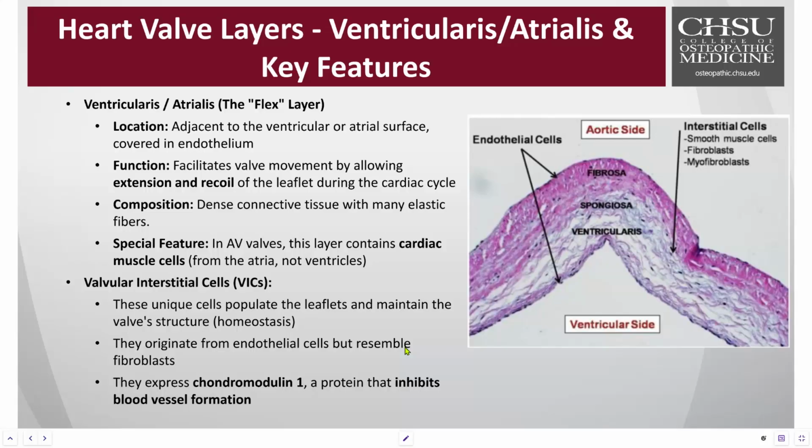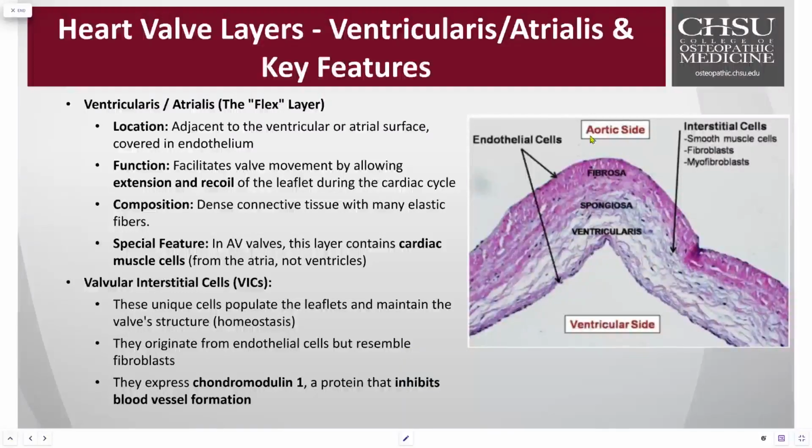The cells residing within these valve leaflets are unique. These are what we call the valvular interstitial cells, the VICs, and these cells maintain the valvular structure and health throughout life. They originate from the endothelial cells, but microscopically they resemble fibroblasts, that kind of collagen-making cell. And the VICs express a protein called chondromodulin-1. This protein actually inhibits blood vessel formation, so it keeps the valve in an avascular state.